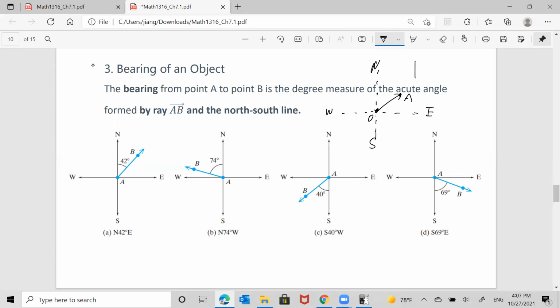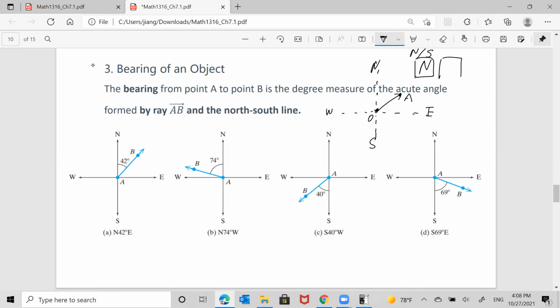First, we put north or south for describing the first term, because the top half part belongs to north. So the bottom half part, that's south. This ray from O to A is on the top part. That means I put N here. So for the first term, I must put N or S.